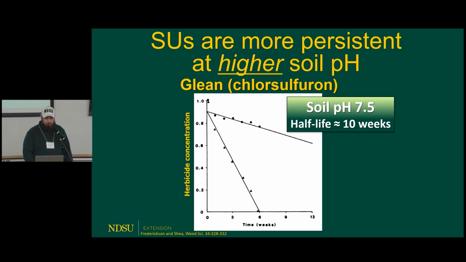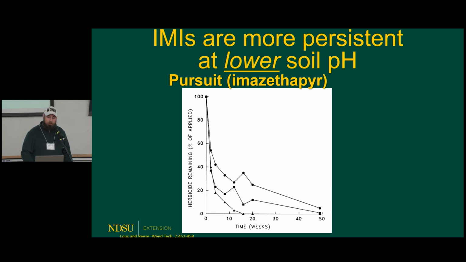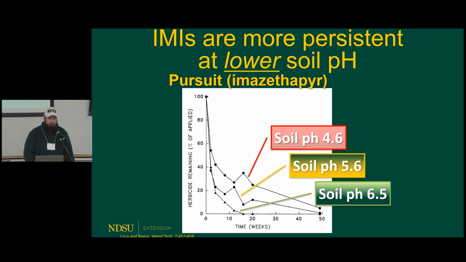So you have some differences in your half-life going on. Your IMIs are going to be more persistent at a lower soil pH, so you can see some carryover issues there as well. Here's a soil pH of 4.6 at the top, and that's the herbicide remaining on the left, and on the bottom is the amount of time that it's there, right? So you can see some differences going on. Those are pretty big impacts, especially when you're trying to plan a diverse rotation.